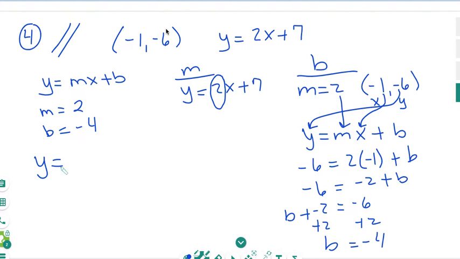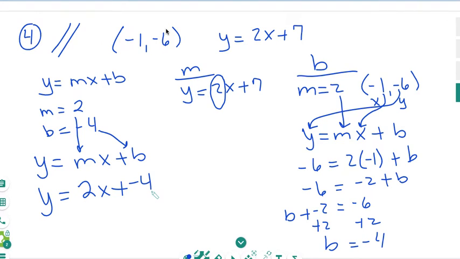So y is equal to mx plus b. The -4 is going to go in for the b, and the 2 is going to go in for the slope. So I have y is equal to 2x plus -4. We know we want to completely simplify, so we're going to do y is equal to 2x minus 4 for our equation of the line.